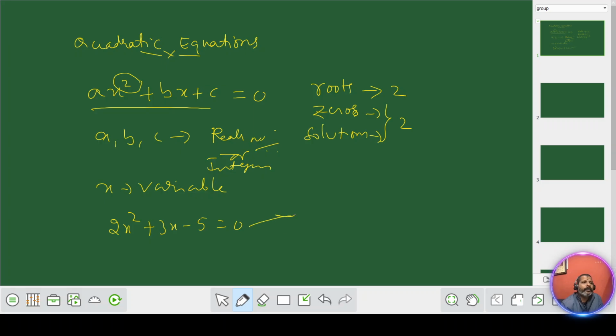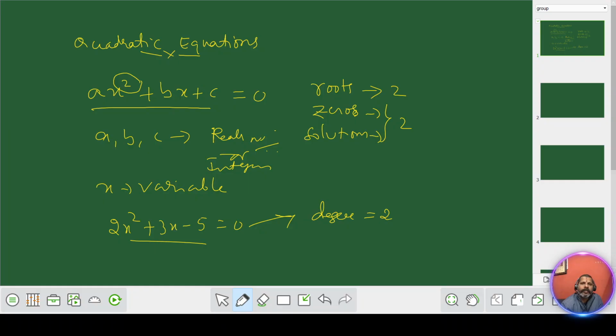What is the degree of this equation? Whenever the degree of an equation or a polynomial is being asked, first you have to identify the variable present, and the highest power of that variable is the degree of the polynomial. So here degree is 2. How to solve this quadratic equation we will see later. Let's understand first what is quadratic equation.